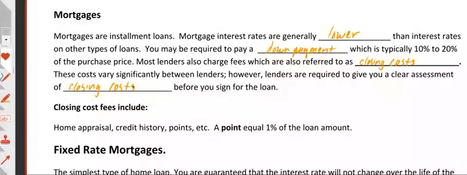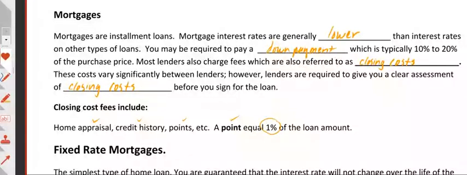So here are some of the fees that may be included in your closing costs. You have to have a home appraisal, so that would be included in your closing costs. They've got to run a credit history on you, and maybe even some points. Depending on how many points you have to pay, that's going to change those closing costs, but a point is equal to 1% of the loan amount. So just some things you need to be aware of with respect to a mortgage.